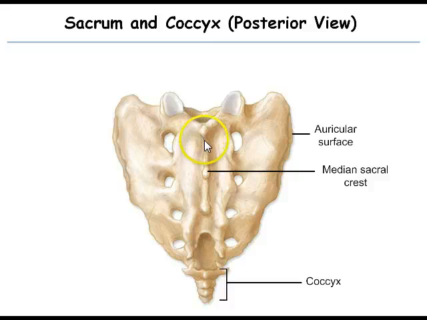In the posterior view, you will see this palpable region here called the median sacral crest. This is where the spinous processes of the individual sacral vertebrae have fused together. As mentioned earlier, the coccyx typically consists of 4 individual coccygeal bones which are fused together. Some individuals may have fewer or more of these coccygeal bones that are fused.